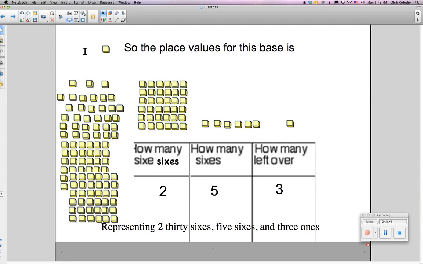Well, we have 2 36s, which is 72, plus 5 6s, which is 30, plus 3 ones. So the total number would be 72 plus 30 plus 3.